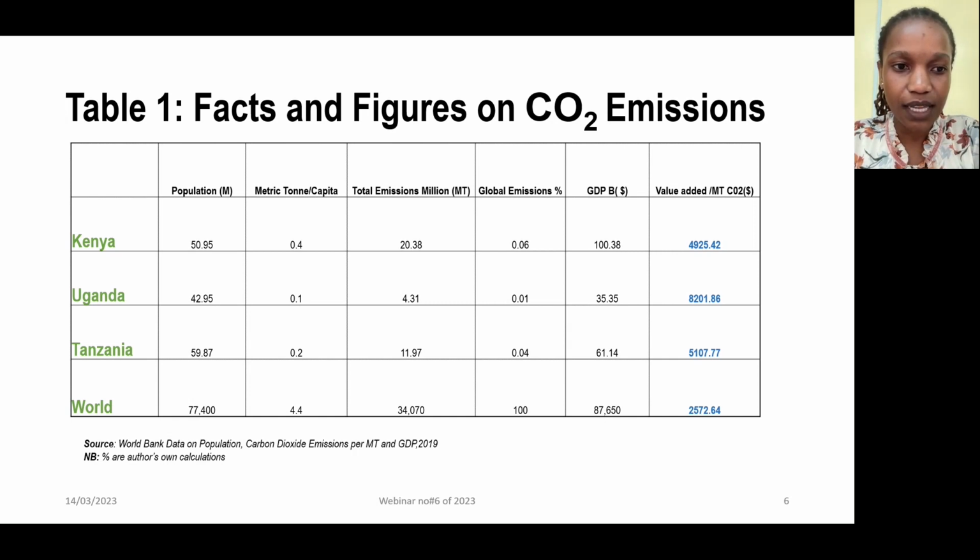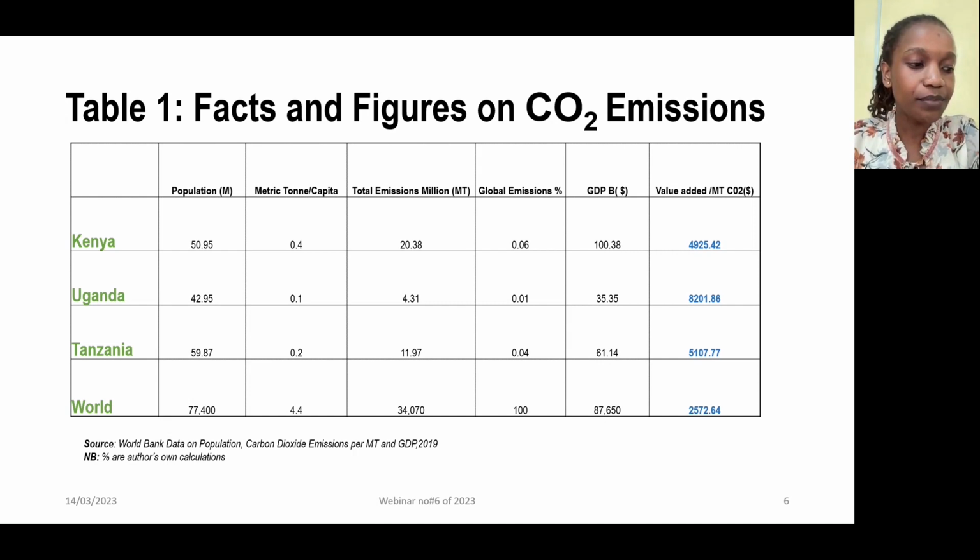The percentages of each country, that is Kenya, Uganda, Tanzania, as a share of the global emissions per capita. So for Kenya, it's 0.06, Uganda it's 0.01, and Tanzania it's 0.04. Moving on, we have the value added in metric ton of CO2 in terms of US dollars. This was computed by calculating the GDP over the metric tons of CO2.